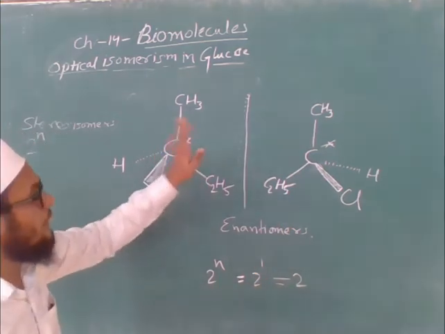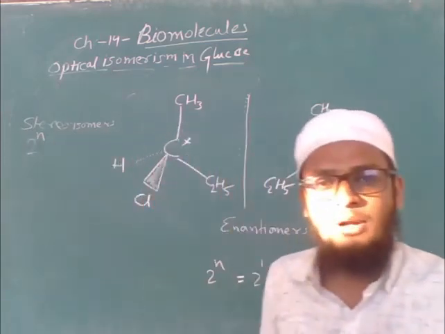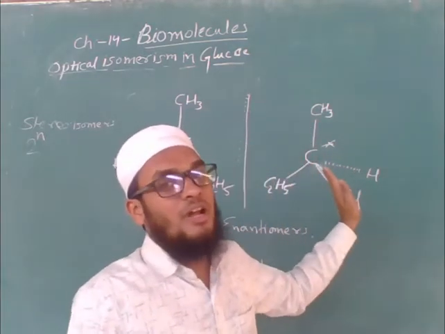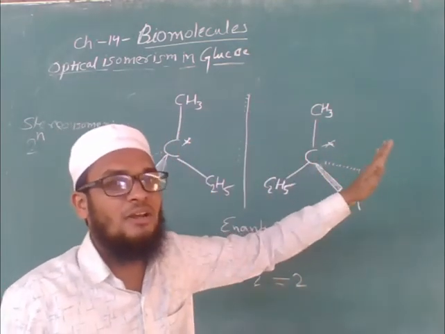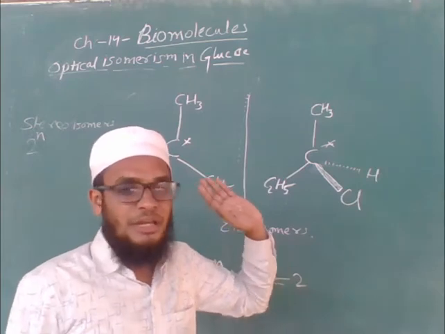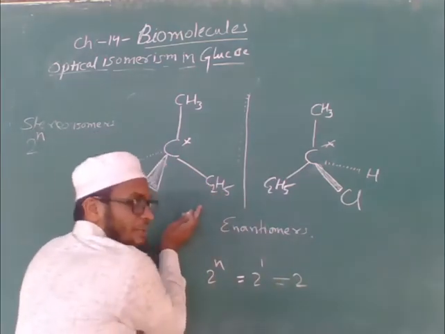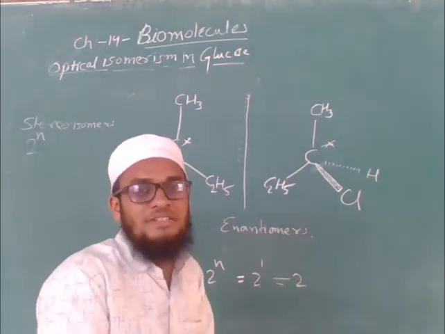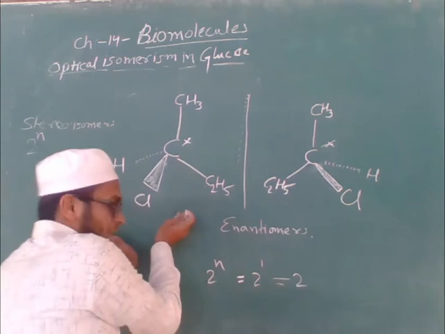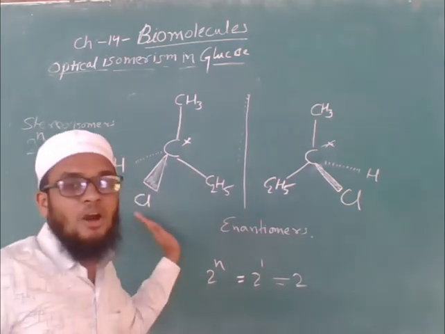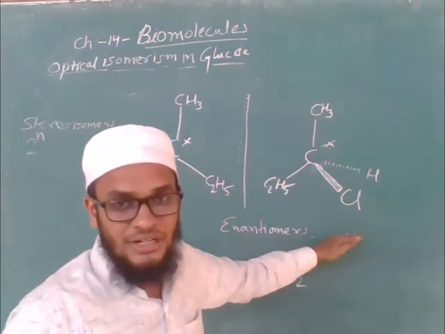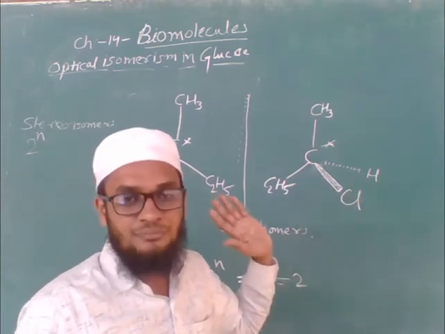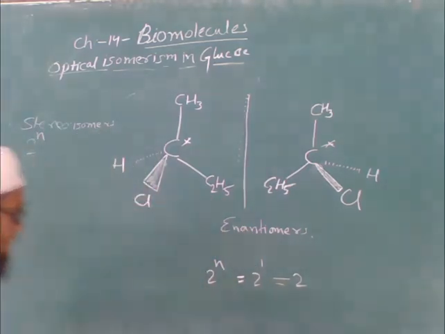Now one special property of this chiral carbon. What is the special property of this chiral carbon? It can rotate plane polarized light either in a clockwise or in an anti-clockwise direction. Suppose this image is rotating in a clockwise direction, its mirror image will rotate it in an anti-clockwise direction. So if it is rotating clockwise, it will be called dextrorotatory. If it is rotating anti-clockwise, then it will be known as levorotatory.